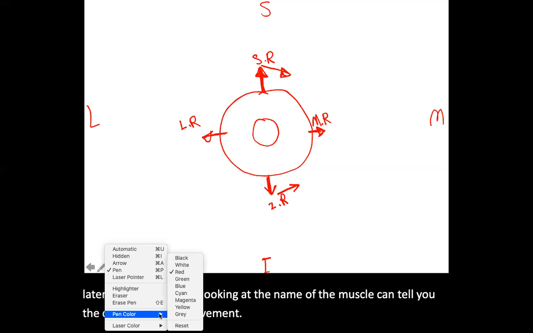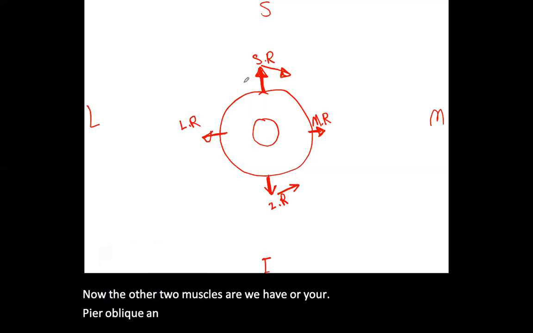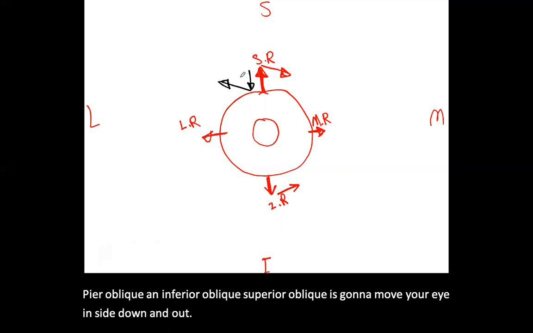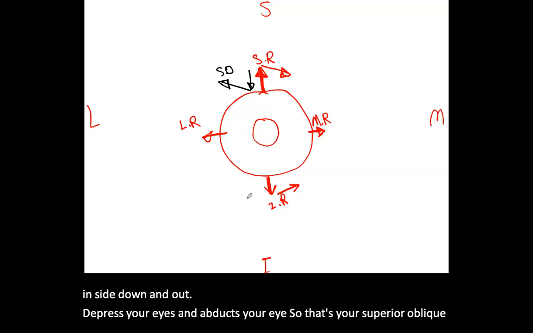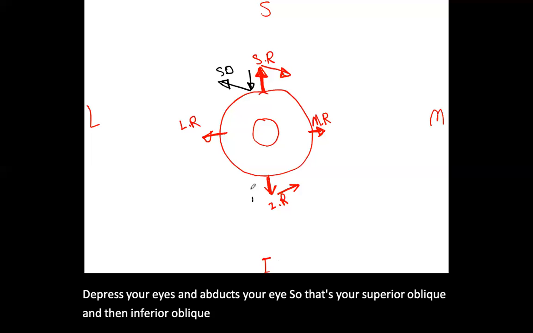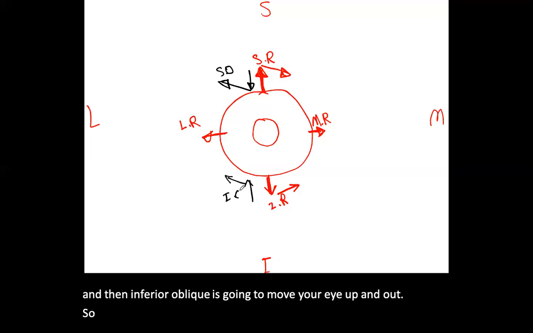Now, the other two muscles that we have are your superior oblique and inferior oblique. Superior oblique is going to move your eye down and out, or depress your eye and abduct your eye. So that's your superior oblique. And then inferior oblique is going to move your eye up and out. So that's your inferior oblique.